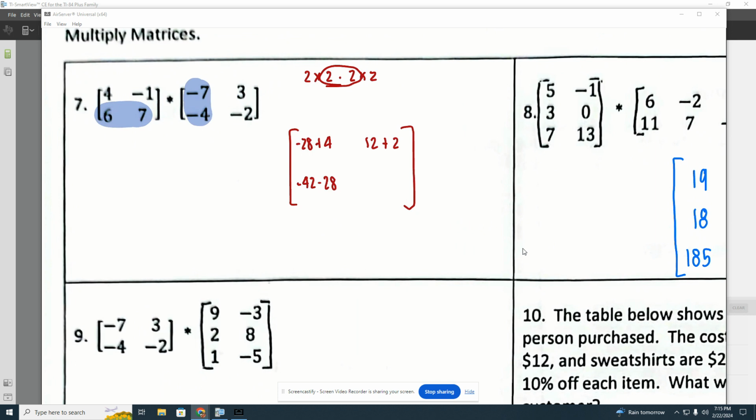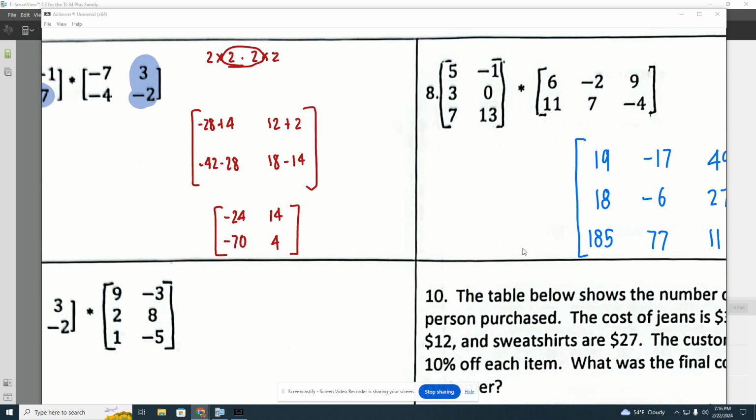Then the last one that you're going to do is that second row by that second column. 6 times 3 is 18. And 7 times -2 is -14. So your answer is -28 plus 4. That's -24. You got 12 plus 2. That's 14. You got -42 minus 28. That's -70. And you got 18 minus 14. That's 4. And again, the math that you'll do on the non-calculator portion will be way easier than even those numbers. It'll be way easier.